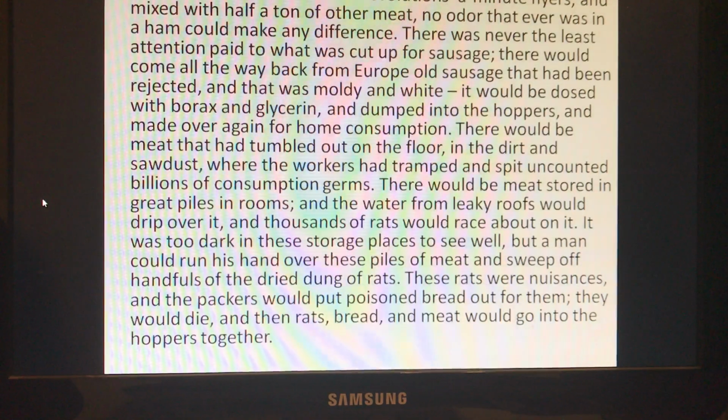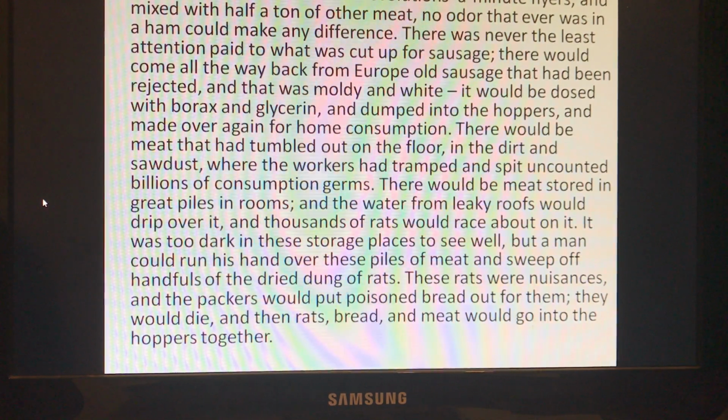Now, you don't have to write anything down here. This is just for you to listen to, because it gives you the details of how bad it really was. This is an excerpt directly from The Jungle, and it was based on direct research that Upton Sinclair did, first-hand knowledge of what was going on in these meatpacking plants.